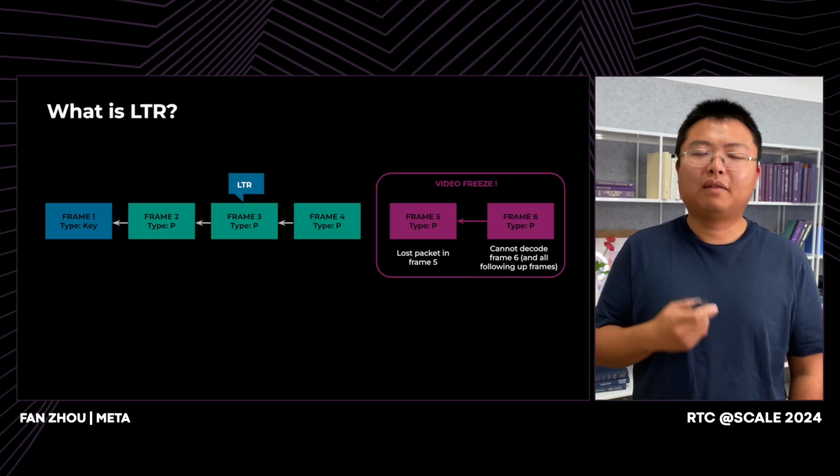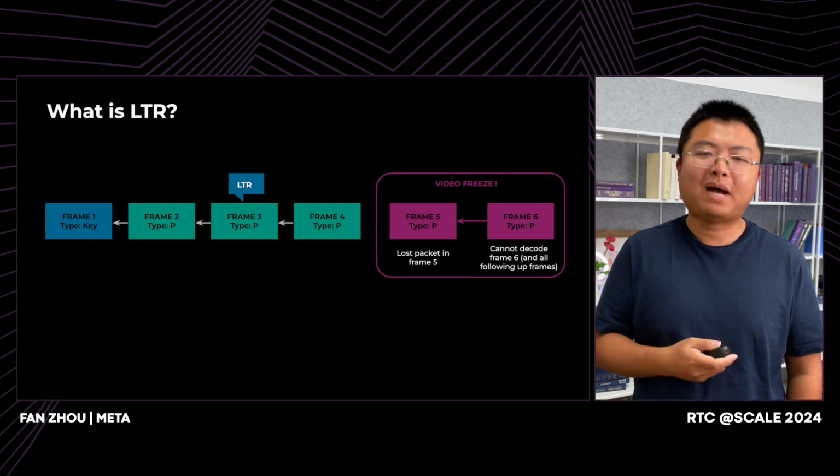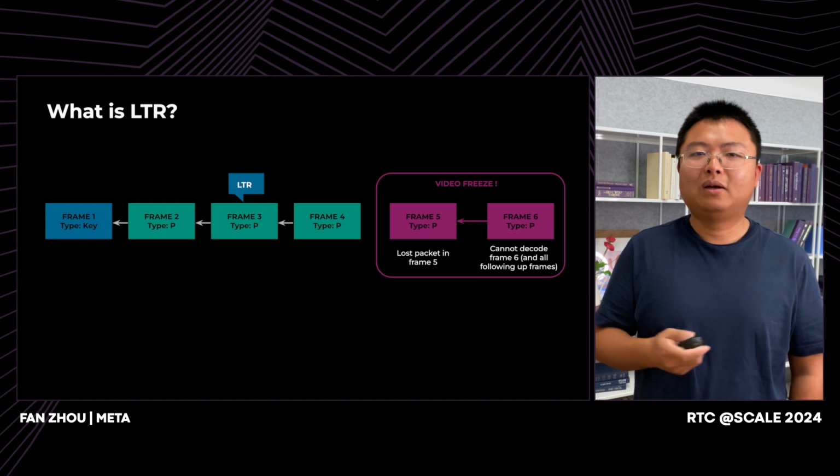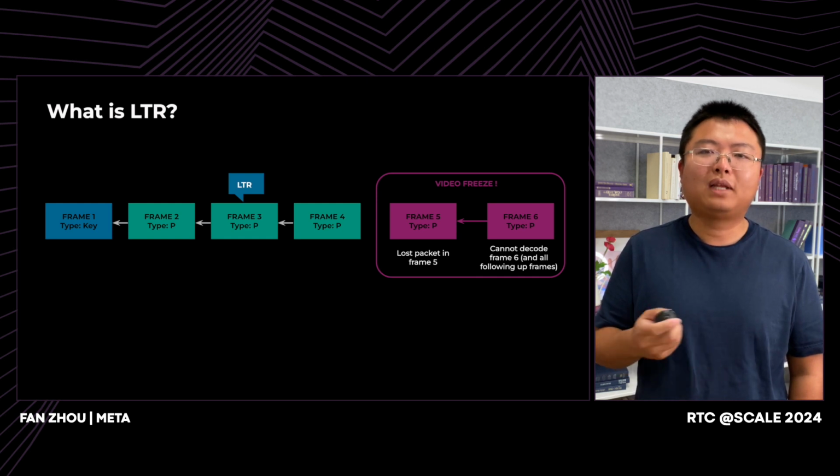So in this case, the receiver either has to request the sender to transmit all the missing packets, or it has to ask the sender to send another keyframe. And as we know, both solutions are not very ideal. So here's another idea. The sender can periodically mark some frames as long-term reference frames, or LTR.